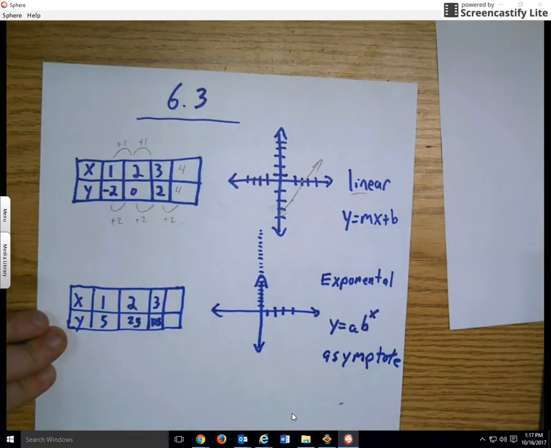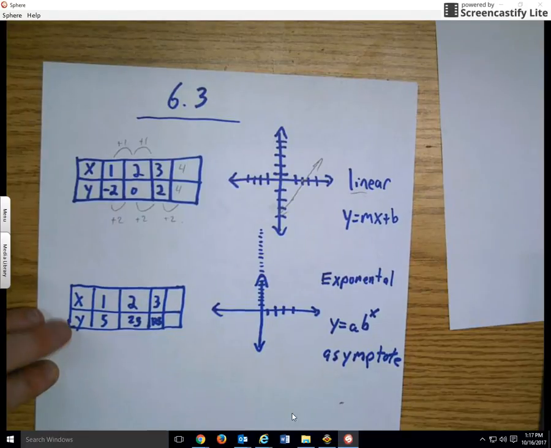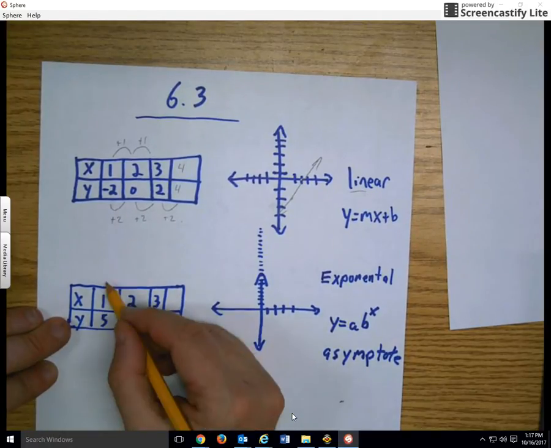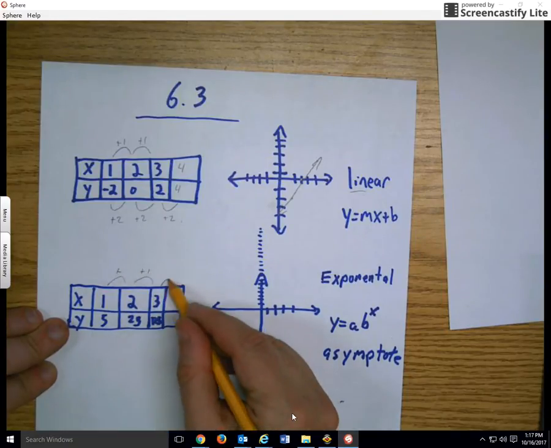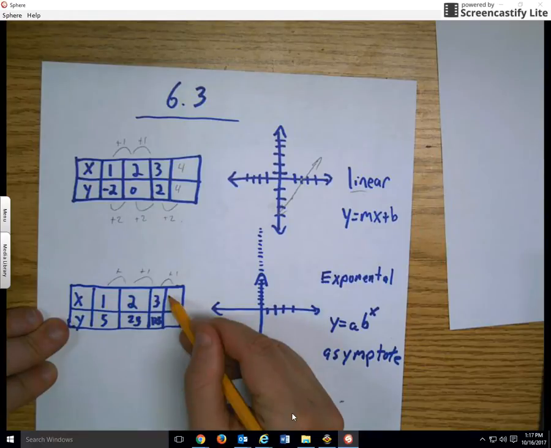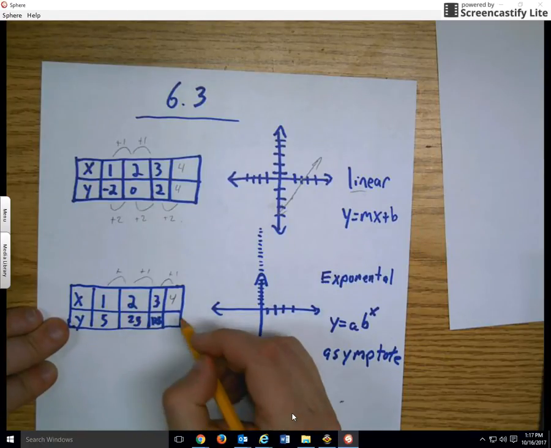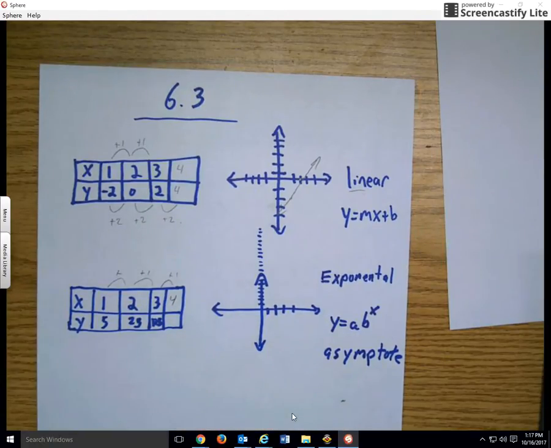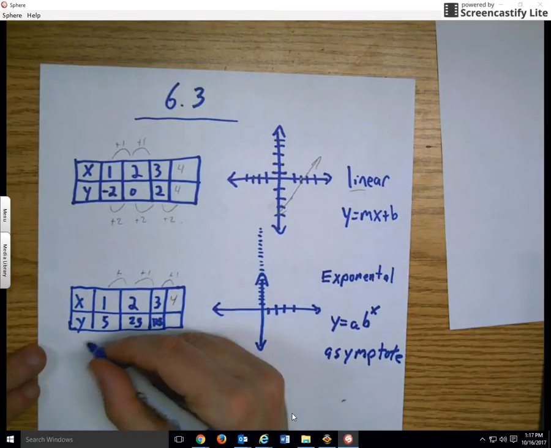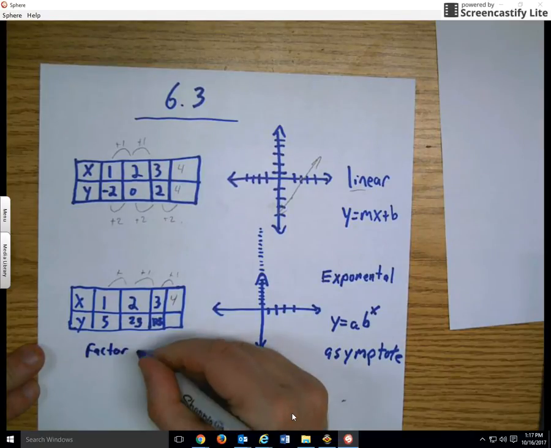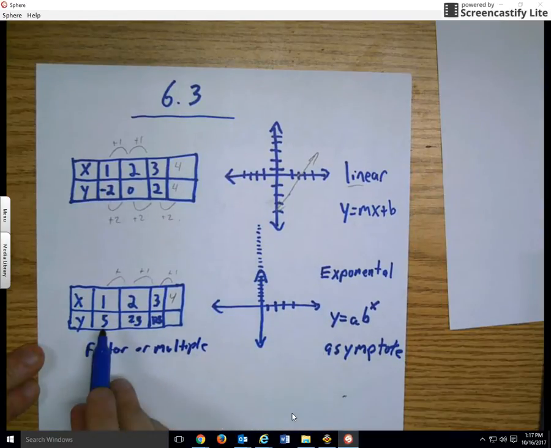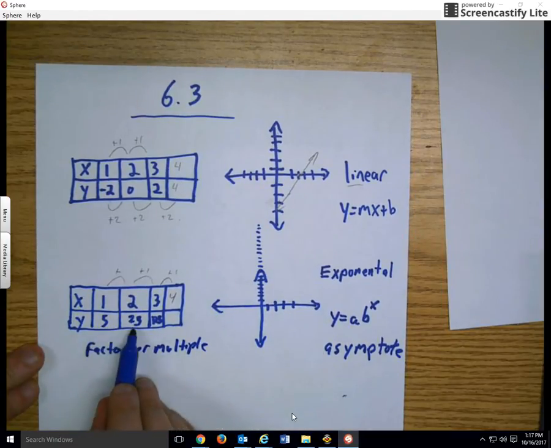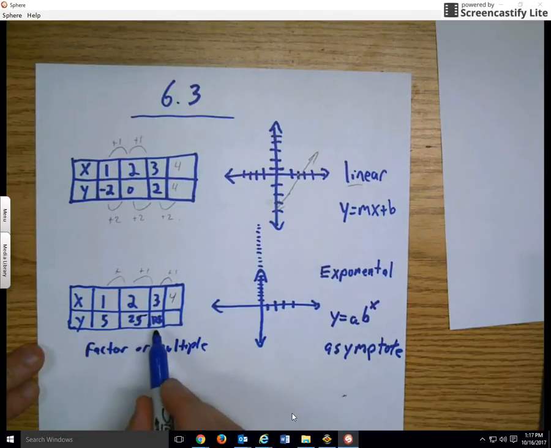But now we're learning about something different. We're learning about exponential functions. So in exponential, we still have the same increase of plus 1 down here, and you can still predict the next number. After 3 would be 4. But as x increases by 1, y increases by a factor, or multiple, of 5. So it goes from 5 to 25, from 25 to 125.